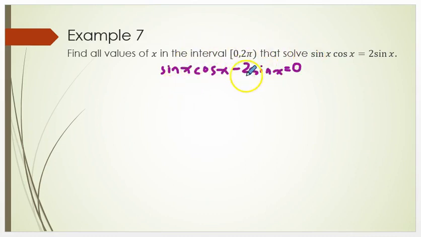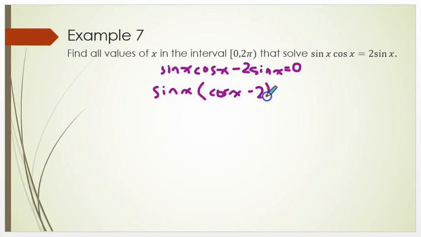Next, I have 2 terms here, and both terms have a sine of x in them. So I'm going to take the GCF out of sine of x. When you take out the GCF, you're essentially dividing each term by that GCF. So if I have sine of x times cosine of x, and I divide that by sine of x, the sines cancel, and I'm left with cosine of x. If I have negative 2 times sine of x, and I divide by sine of x, the sines cancel, so I'm left with minus 2.